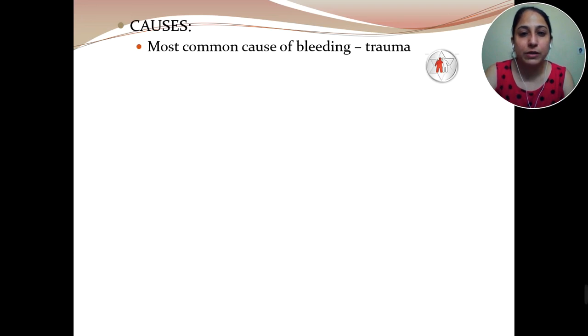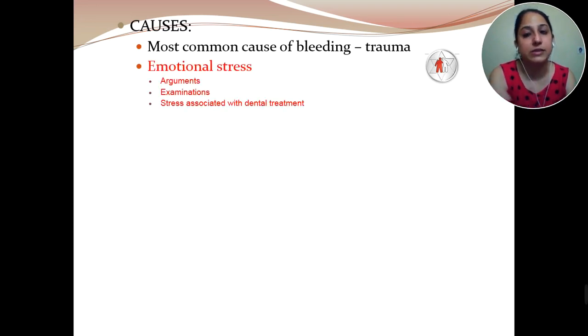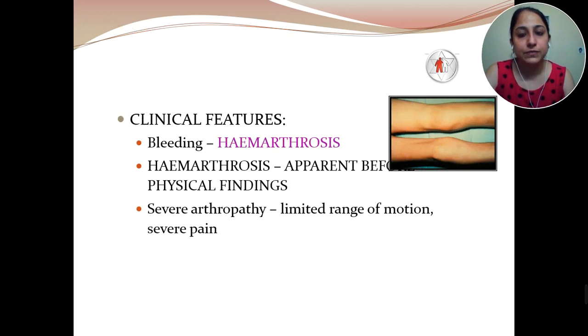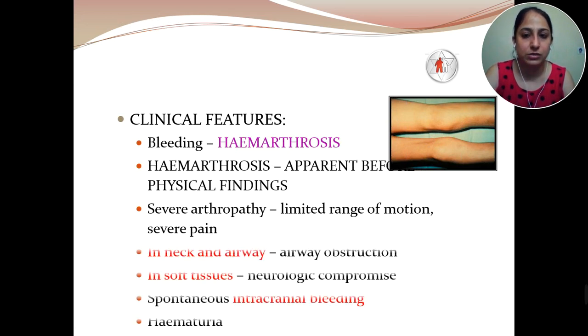The most common cause of bleeding is trauma, emotional stress, that is arguments, examination. Stress associated with dental treatment could also be a factor for bleeding. Clinical features include bleeding, that is hemarthrosis in the joints, bleeding in the joints. These are apparent before any physical findings. Severe arthropathy, that is limited range of motion and severe pain in these joints.